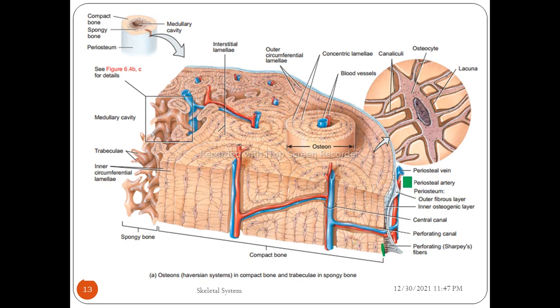The other is the periosteal artery and vein, the periosteal blood vessels. This one is the outer fibrous layer, this one is the inner osteogenic layer. This one is sponge bone, whereas this one is compact bone. This area is known as the inner circumferential lamella. This is known as trabeculae. This one is a medullary cavity, and this is a cross section of bone. A section is made just like this from this type of bone.